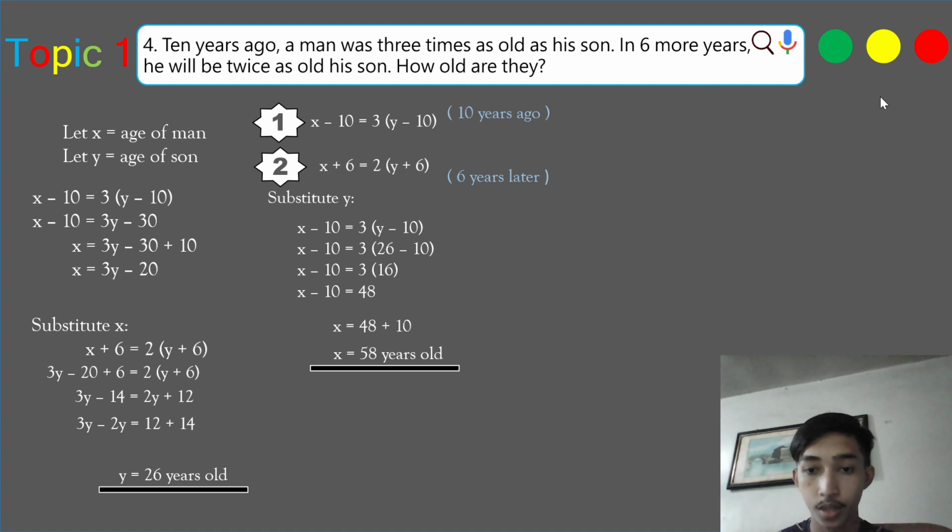So let's transpose the 10 to the right side. So x is equal to 48 plus 10. So x is equal to 58 years old, and the age of the man is 48 years old.